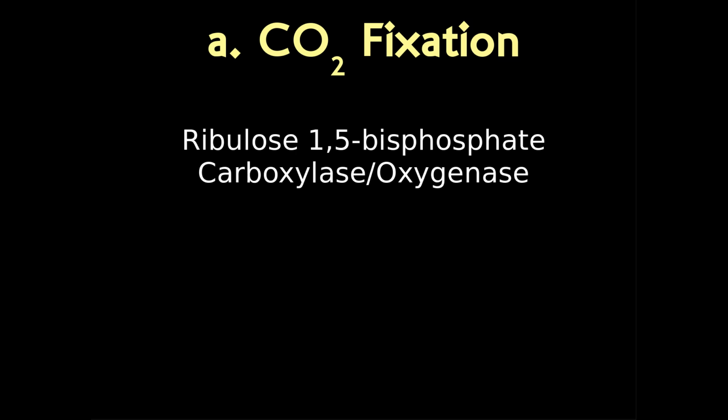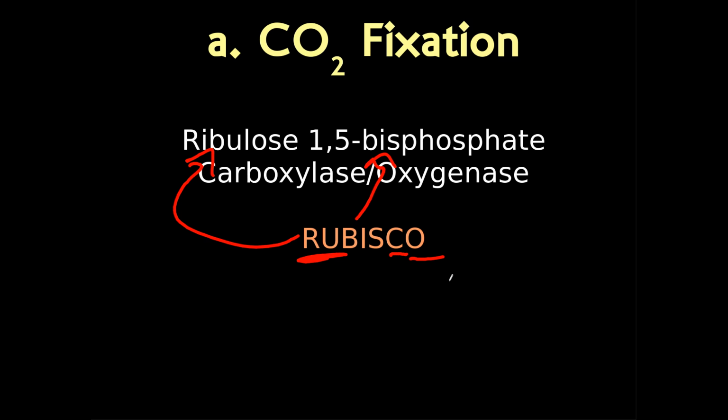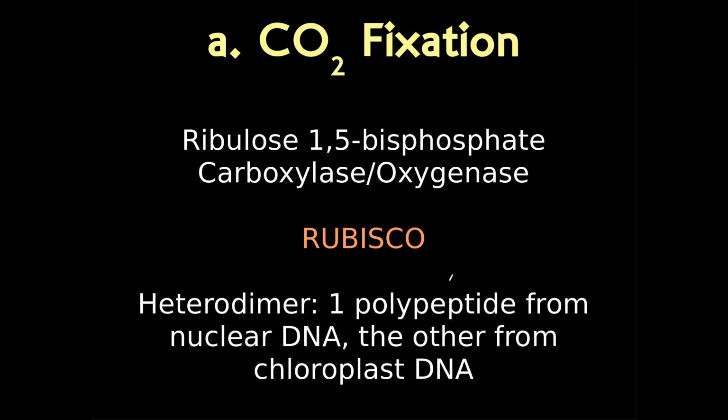Now let's talk a little bit about the enzyme that is responsible for this, and that is ribulose 1,5-bisphosphate carboxylase oxygenase, which is also known by a shortened term, RuBisco, which sounds like just a delightful name. RuBisco is a heterodimer, has 1 polypeptide from nuclear DNA, and the other polypeptide is coming from the chloroplast DNA.